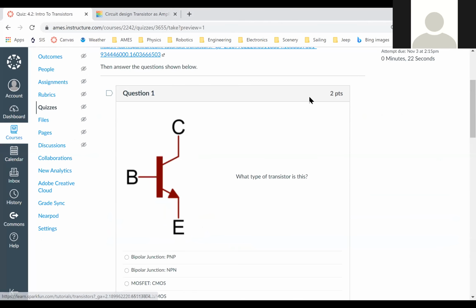Okay, so first question is what kind of transistor this is. Now we only talked about one type of transistor, and this is the type that we did talk about. It was a bipolar junction transistor. It's the NPN variety. Let's take a minute and talk about the other kind. So remember that the transistor is kind of like you take two diodes back to back.